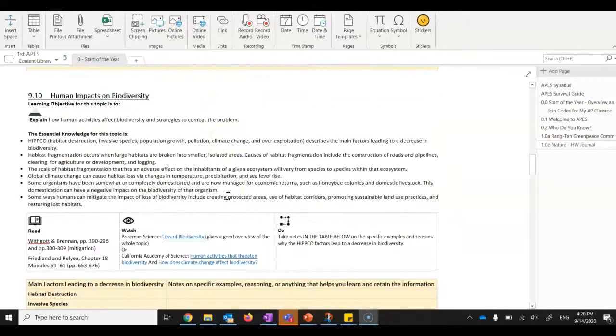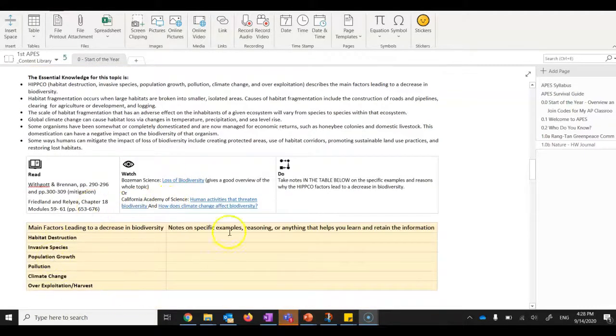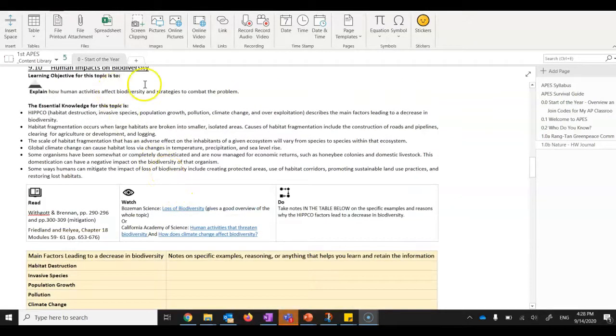The human impacts on biodiversity is the 3rd EK of the week, and this one we have you filling out a table with specific examples, reasoning, or anything that helps you understand and retain information about habitat destruction, invasive species, population growth, pollution, climate change, or overexploitation contributing to the loss of biodiversity on a global scale.